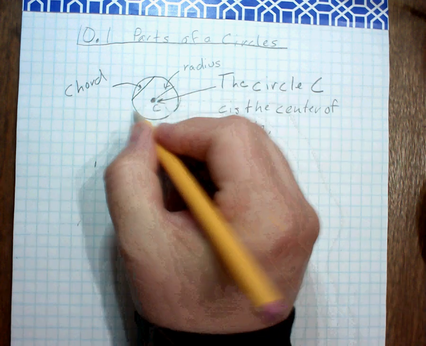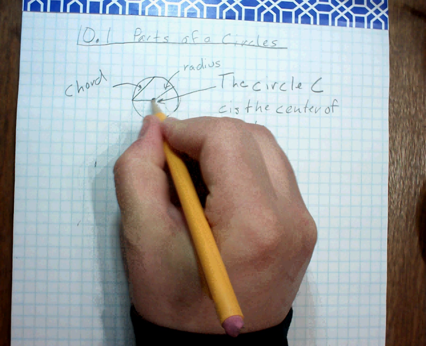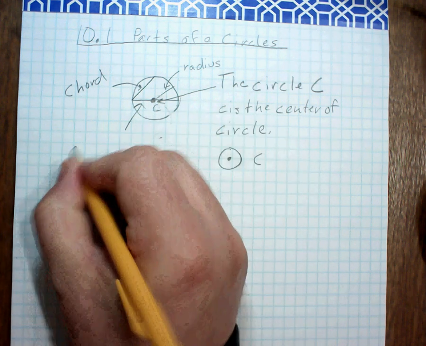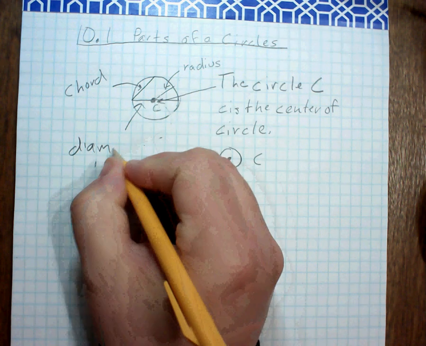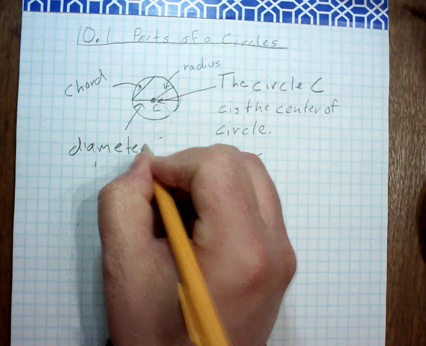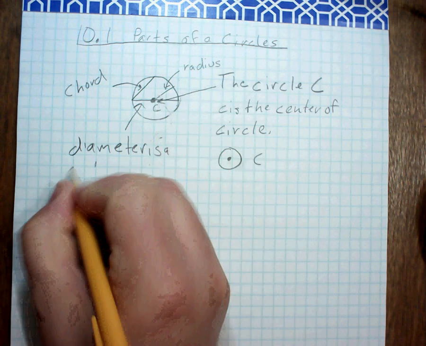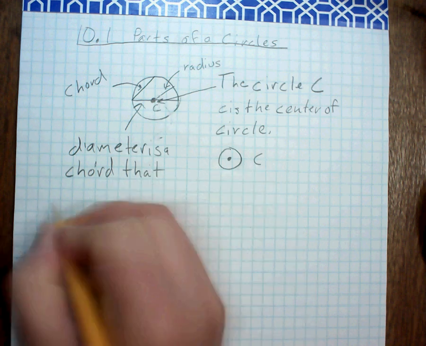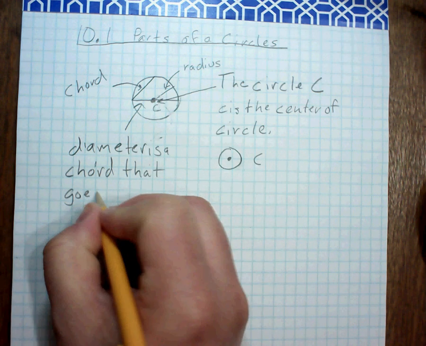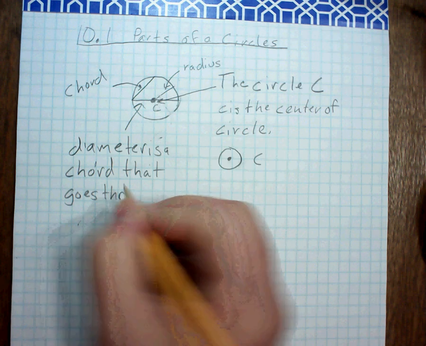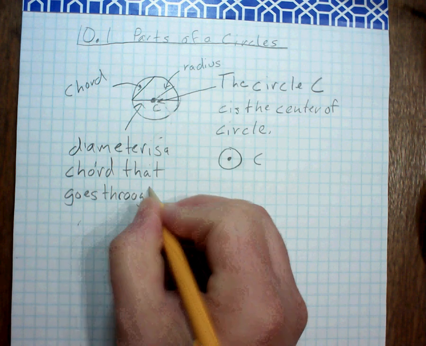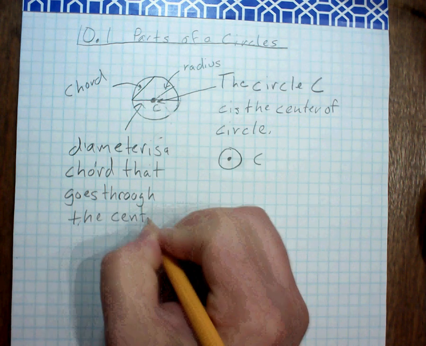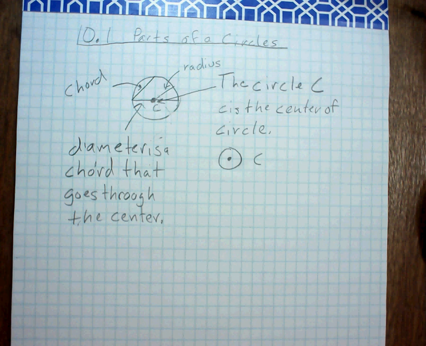And then lastly, if we have a line that goes through the center of the circle, in other words, a chord that goes through the center of the circle, it is called the diameter. So we'll say the diameter is a chord that goes through the center. And that's really all we're going to focus on today.